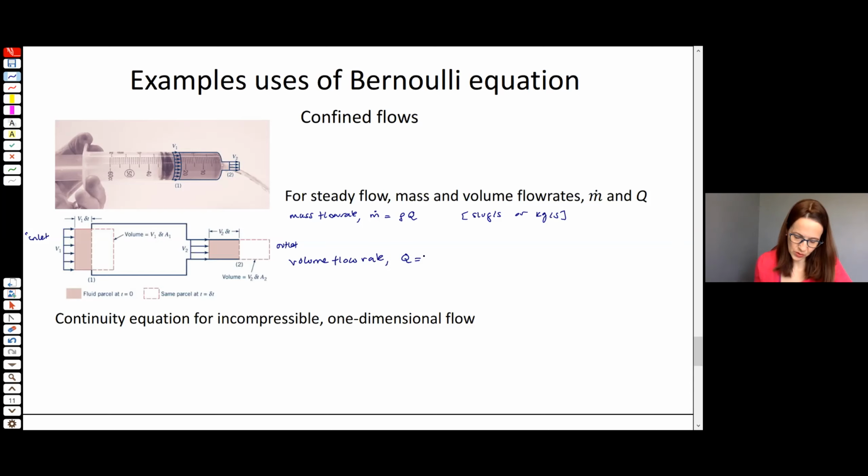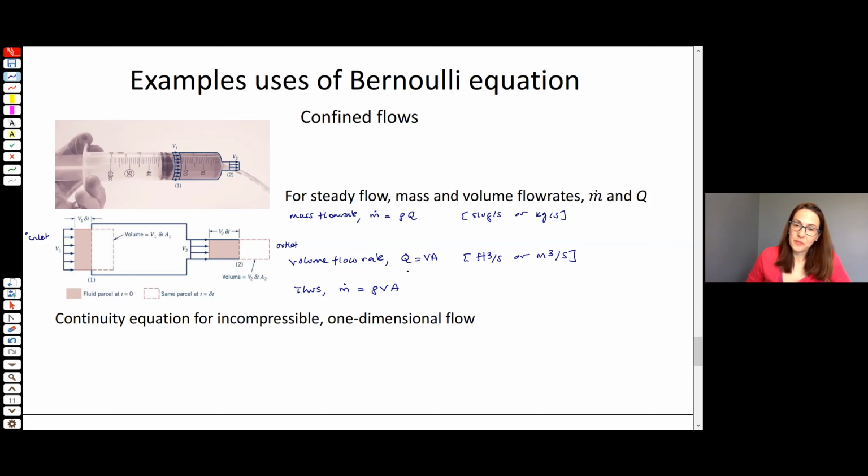And it is equal to the velocity in the entrance or exit plane times the area of the entrance or exit plane. And it now has units of volume per time, so meters cubed per second. So you can imagine a cube of fluid moving through space in 1 second, right? So you can combine these. M dot is equal to rho VA.